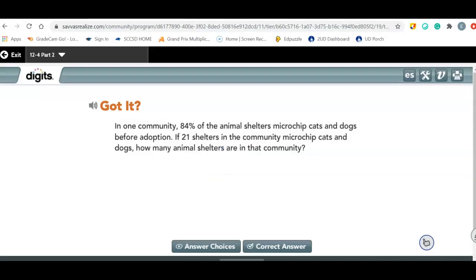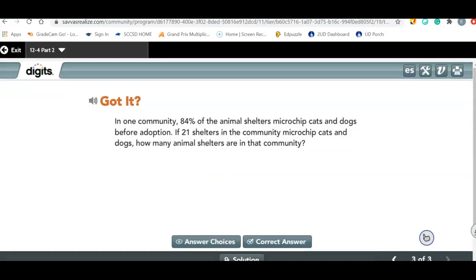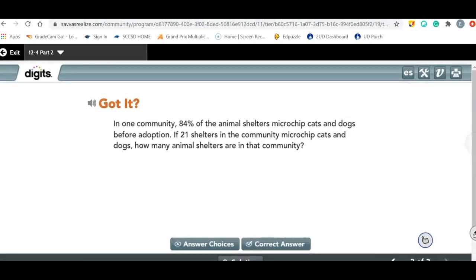It is in your guided notes. I want you to try to solve this one on your own. In one community, 84% of the animal shelters microchip their cats and dogs before adoption. If 21 shelters in the community microchip cats and dogs, how many animal shelters are in that community? Okay, go ahead and use one of the ways that we've been using in class to solve this problem.